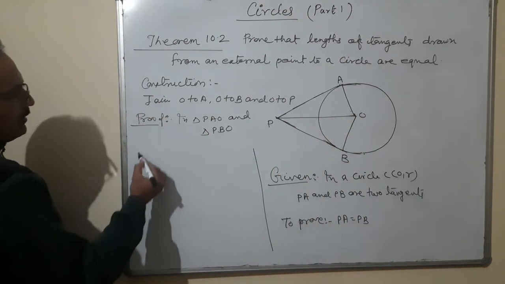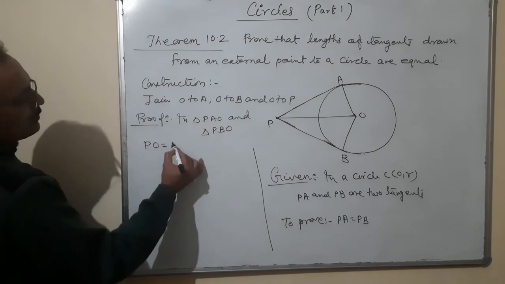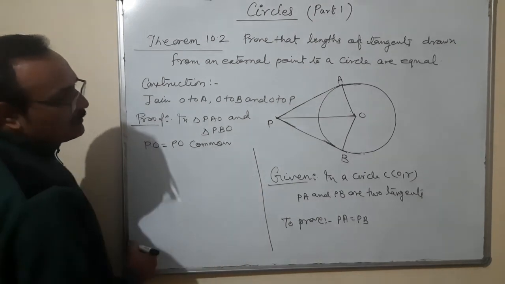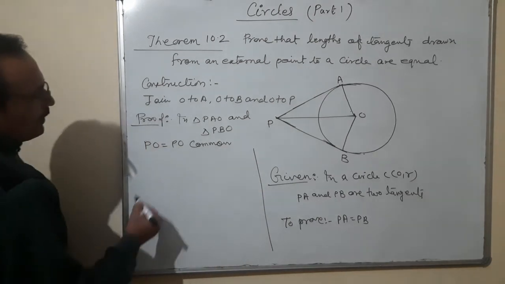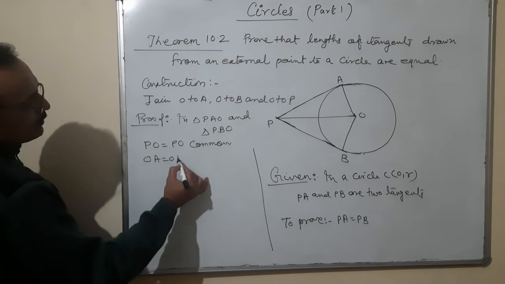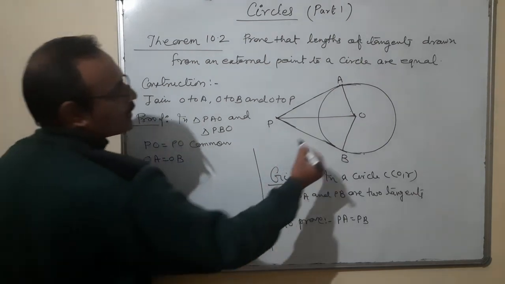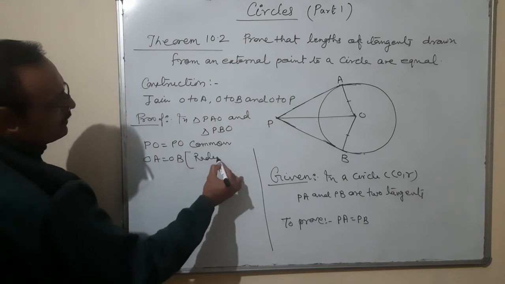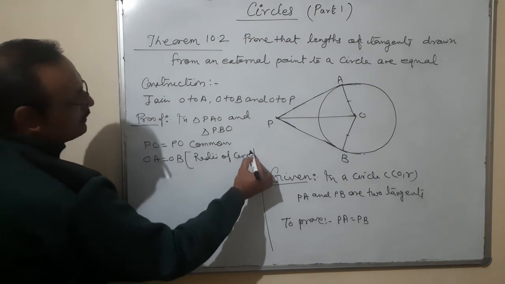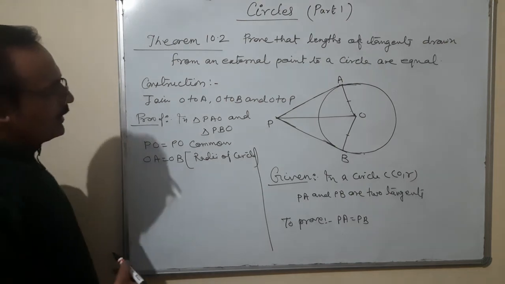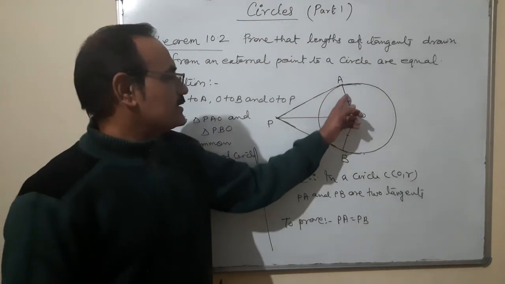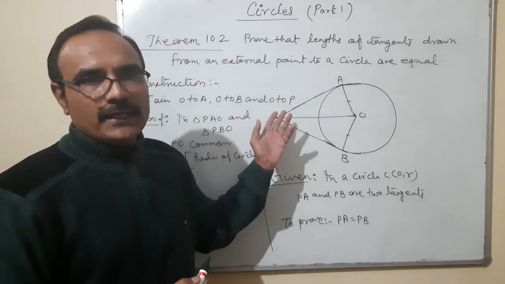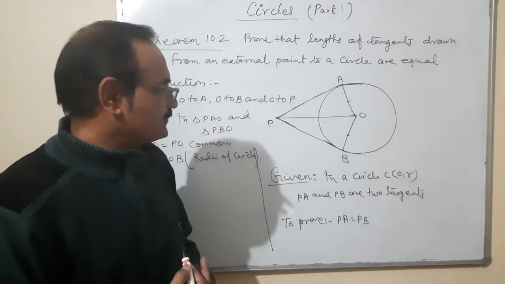Number one, PO is equal to PO, common. OA is equal to OB. What is it? OA and OB are both equal, yes, because radii of a circle are always equal. The third side we are actually proving equal, therefore we are not taking PA is equal to PB, it's not given even.